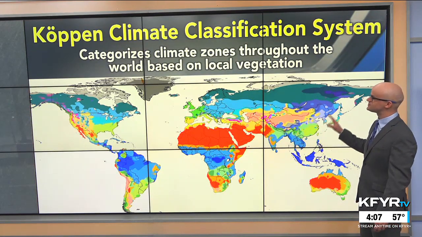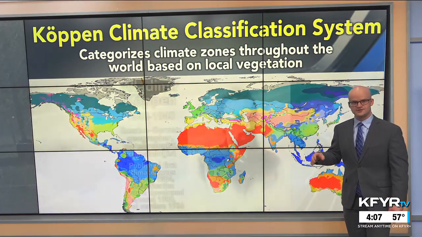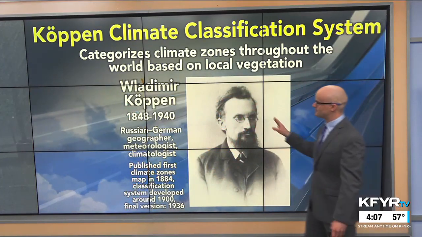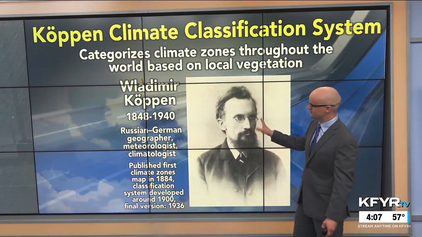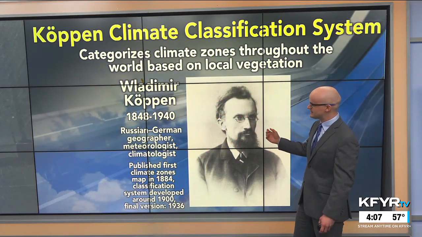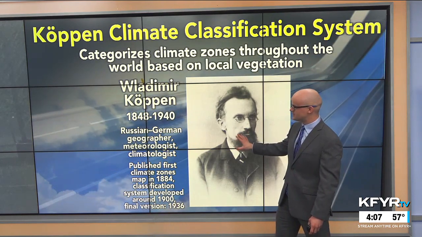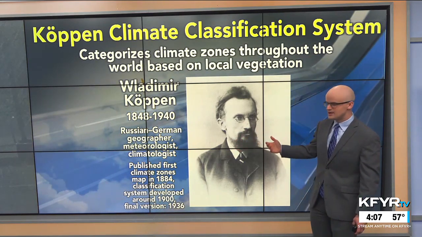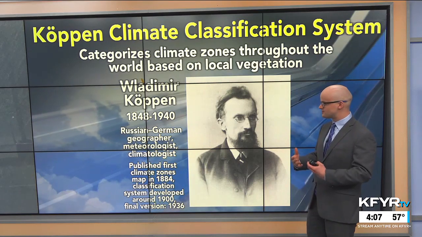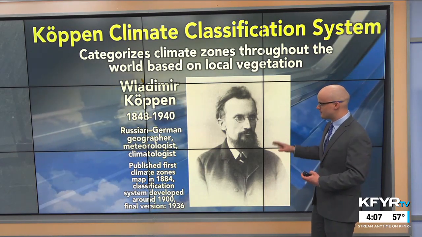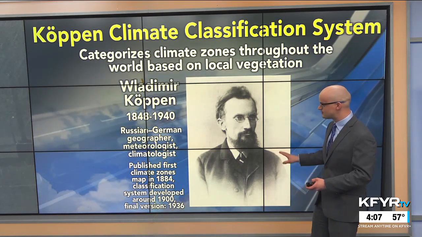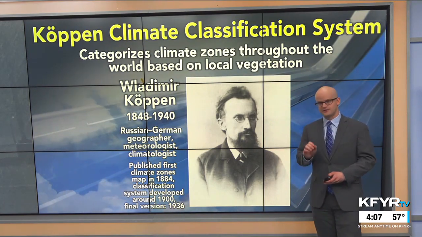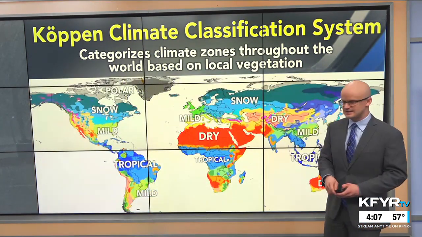It categorizes climate zones throughout the world based on local vegetation. It was developed by Vladimir Köppen. He lived in the late 1800s, early 1900s, a Russian-German geographer, meteorologist, and climatologist. He published his first climate zones map in 1884. But the system that we know today was developed around 1900, with the final version being released in 1936.